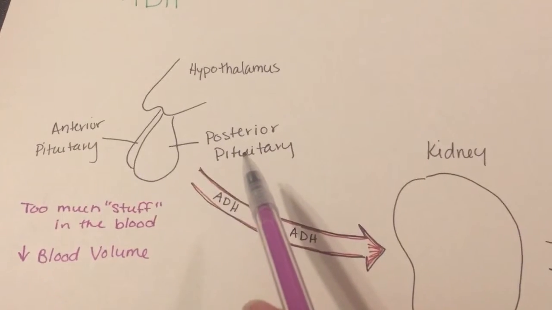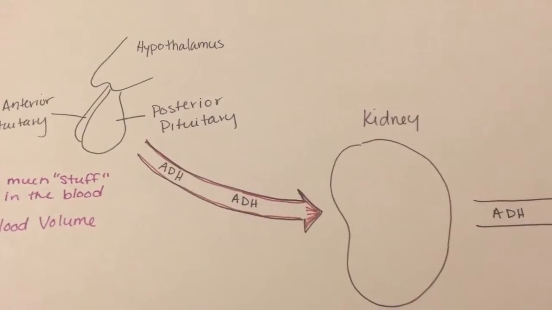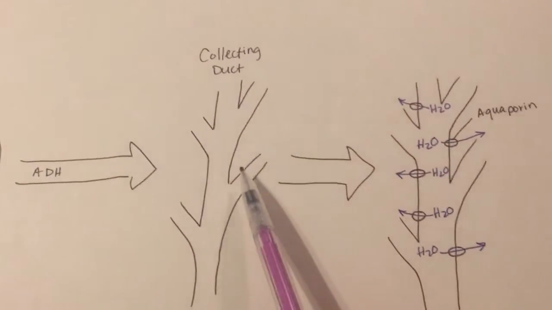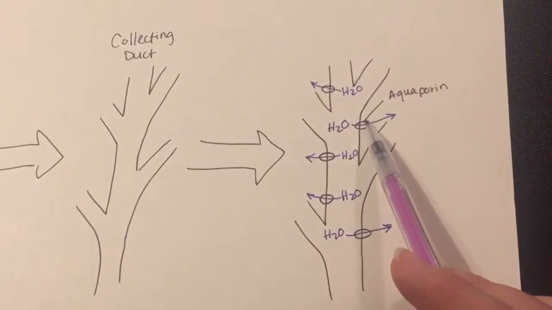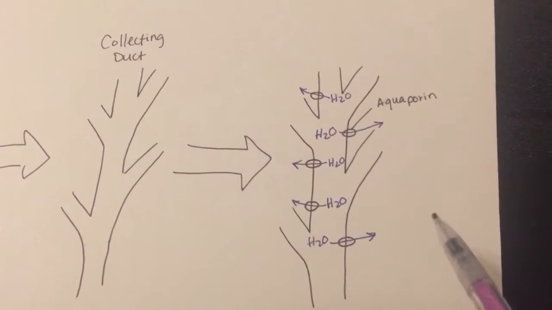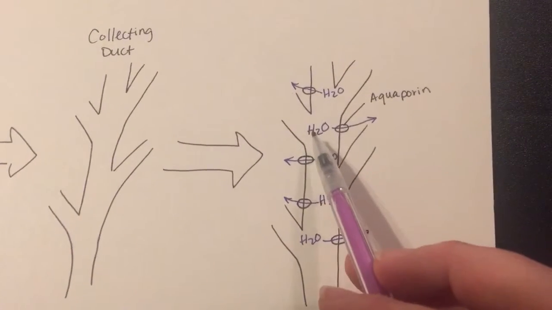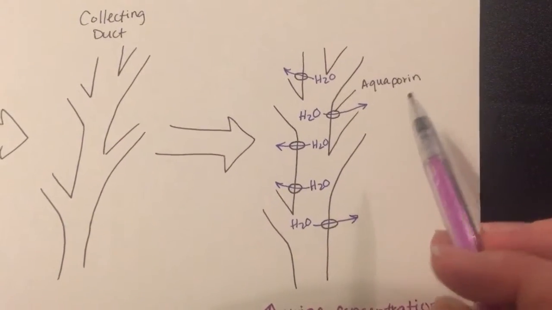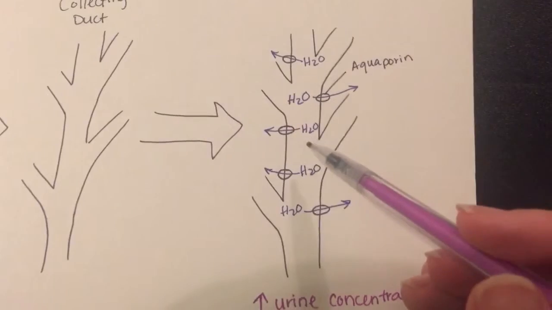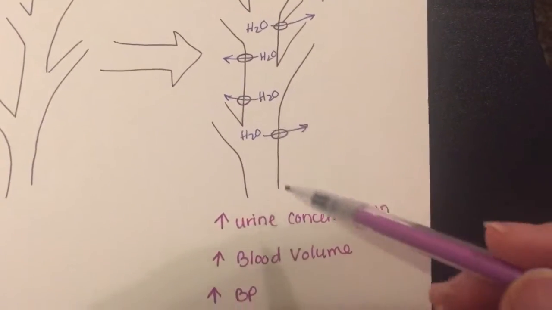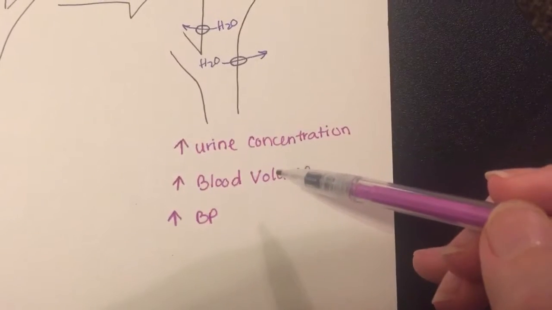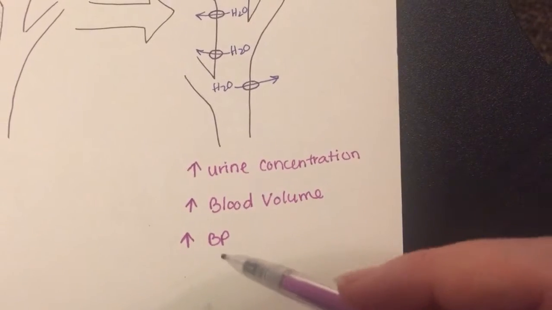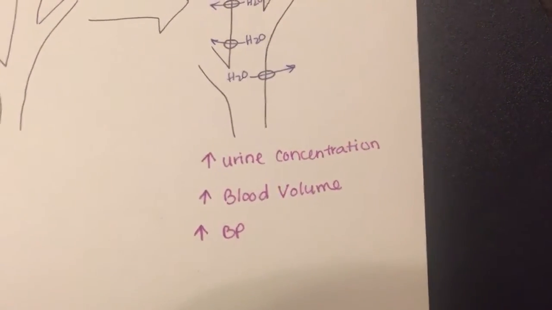The posterior pituitary will release ADH into the bloodstream, and it'll travel until it gets to the kidneys. And then in the kidneys, it acts on the collecting ducts and inserts these things called aquaporins into the collecting duct walls. This causes a retention of water from the urine into the bloodstream. And with less water in the urine, it increases urine concentration. The more water in the blood increases blood volume and in effect increases blood pressure.